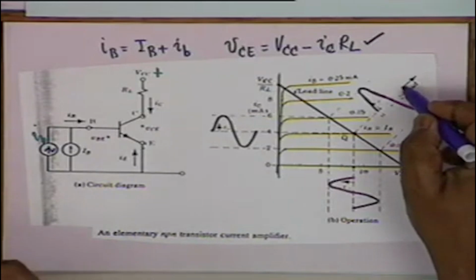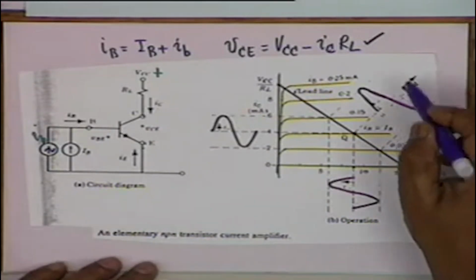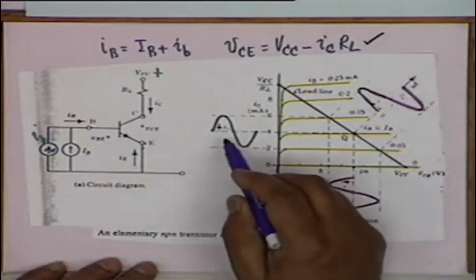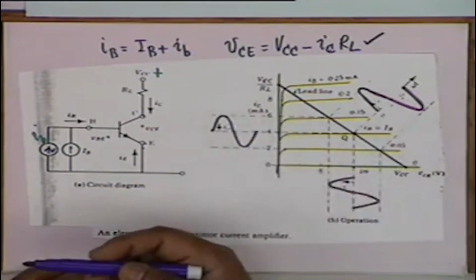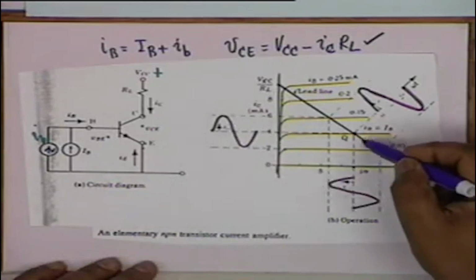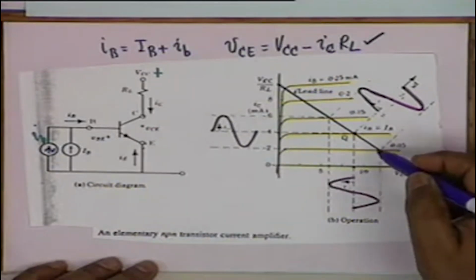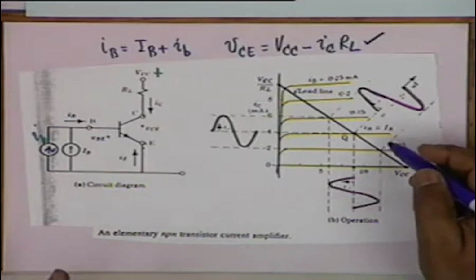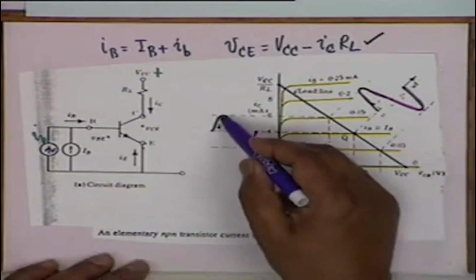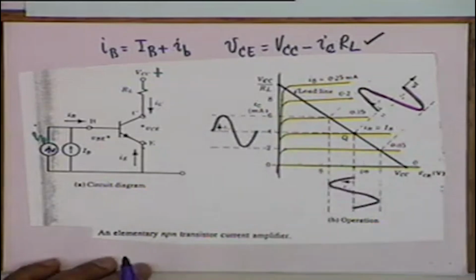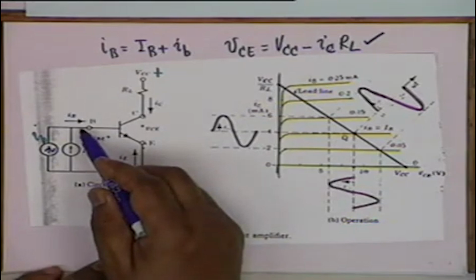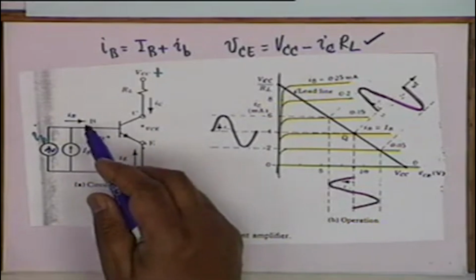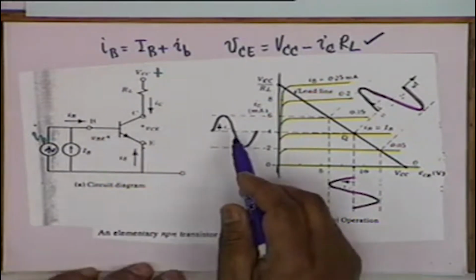One cycle of the base current is completed. The collector current goes through a very similar variation. When the base current increases, collector current increases. And if these lines are equispaced, that is, equal base current increments lead to equal collector current increments, then obviously this curve shall also be sinusoidal. So a small base current here is able to control a large collector current here.